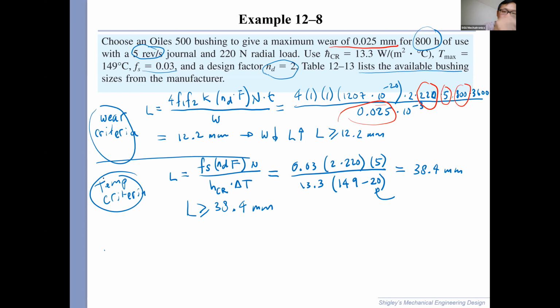Which again makes sense with wear also, right? The greater your length, then the greater surface area, less pressure, kikisannya juga pasti lebih nggak gampang habis. Kalau kamu lebih tipis, lebih cepat habis. Makes sense. If both of these have to be greater than 12.2 and greater than 38.4, then obviously this criteria rules, right?